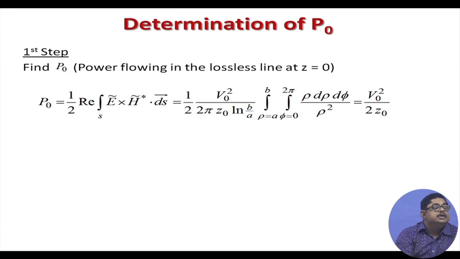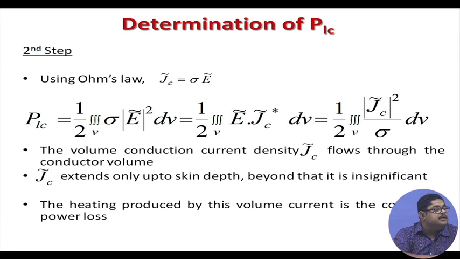So, the first step is the power flow. In any transmission structure, the power flow comes from the Poynting vector, which we have to integrate over a surface. If we do that for coax, we get this. The calculation is shown, I am not spending time on it. It is V naught square by 2 times the characteristic impedance. So, this part is over, we have seen the power flow.